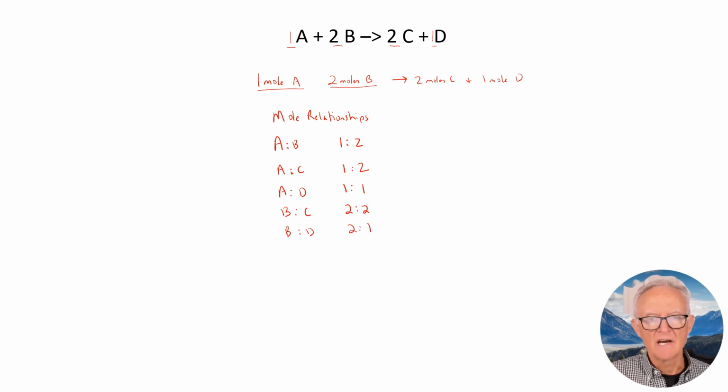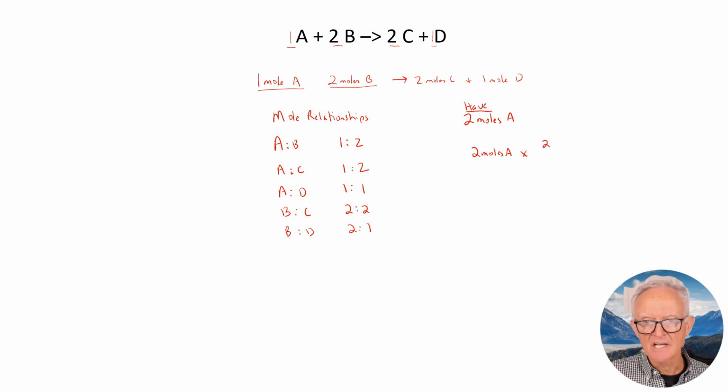Say we have 2 moles of A, and we want to react that with B, and we want all of A to be consumed. How many moles of B do we need? Well, it's easy. We can just take 2 moles of A and multiply it by the mole relationships. The mole relationship between A and B is 1 mole A to 2 moles B.